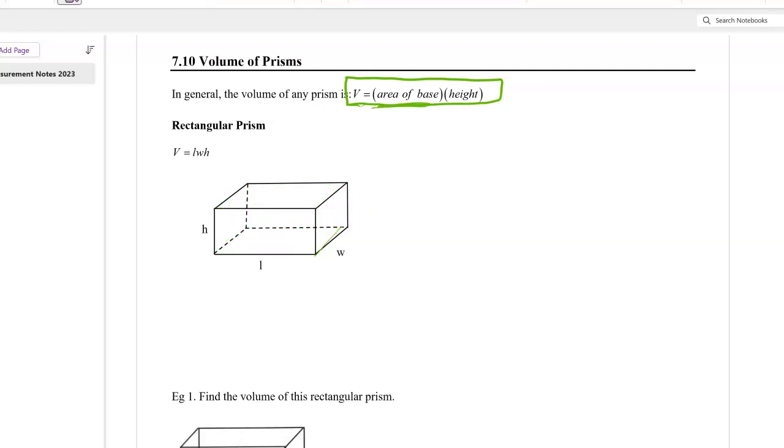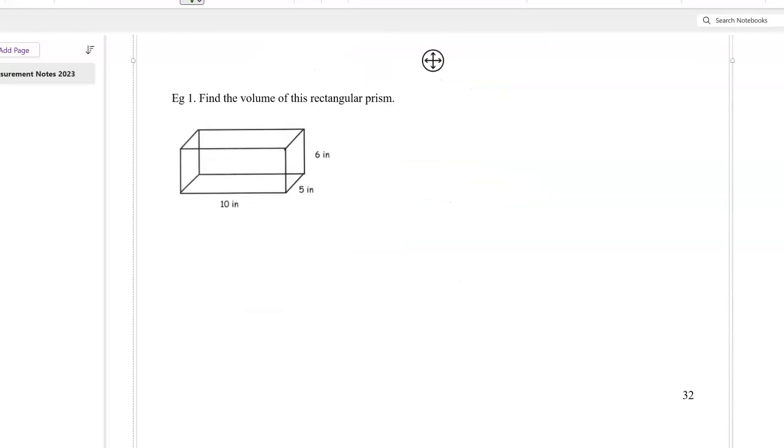So how would I find the volume of a prism? I would say find the area of this base, which would be length times width, and then multiply it by how high it is, which is the height. That's where this formula actually comes from. Okay, so let's try to apply it.